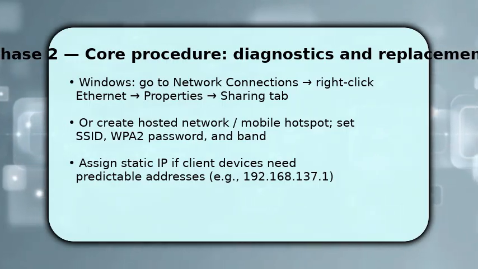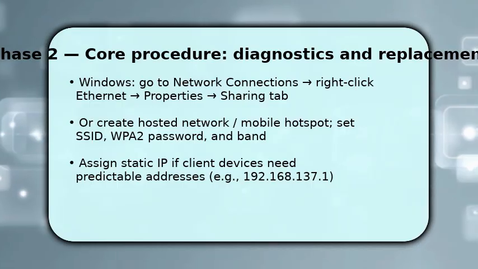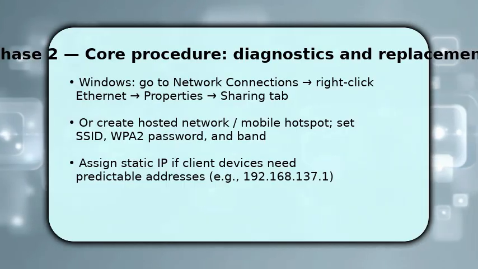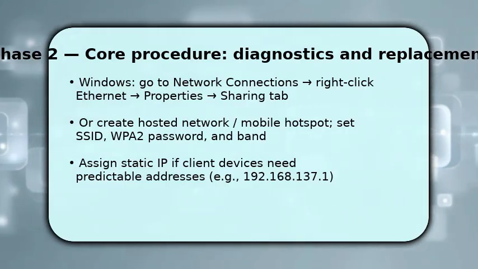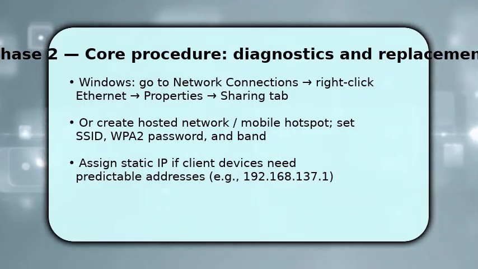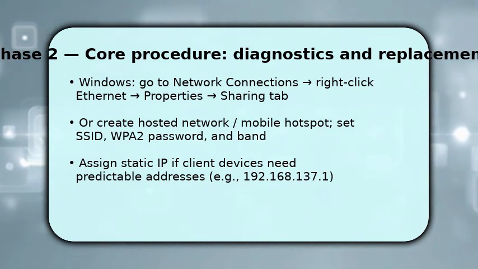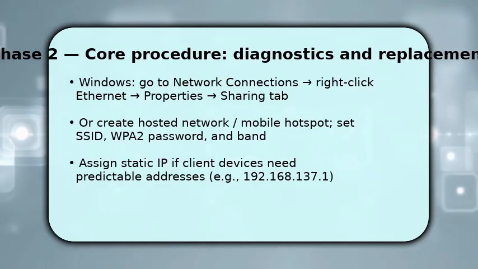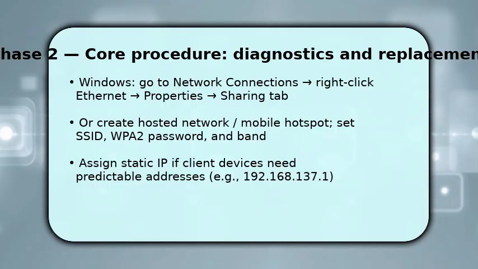Set the SSID and WPA2 password, choose 2.4 GHz or 5 GHz depending on range and speed. If devices require consistent addresses, assign a static IP on the host Wi-Fi adapter, for example 192.168.137.1, then save settings and restart the adapter.